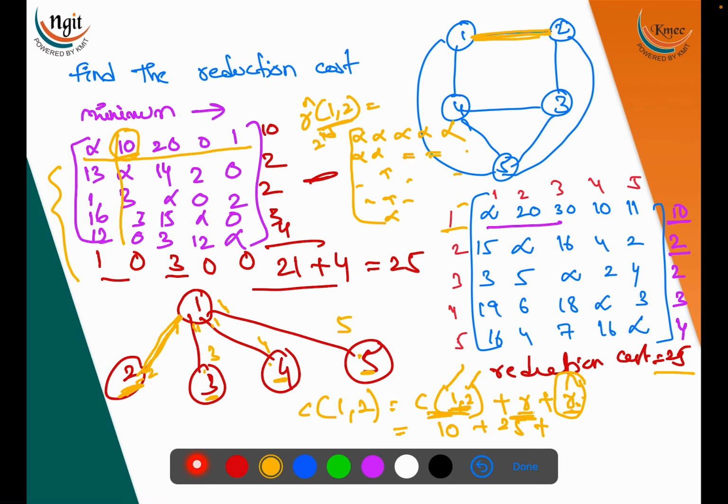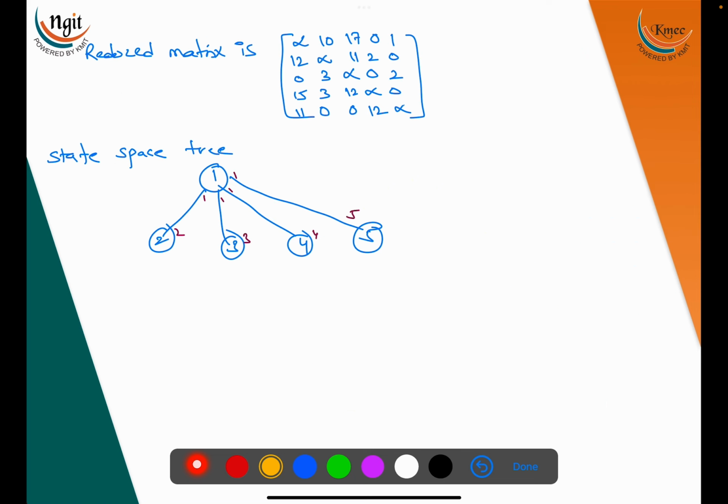After you found this matrix, you have to find out the minimum value again, and the procedure is the same to find out the reduction cost. After you find the minimum value, subtract this value from each element of the row, and after you find column 1, subtract each value with this column 1. So then you'll get one matrix, right? That is the second matrix. So that cost you have to find out, right? Now let's see. After you reduce, this is the matrix, and the state space tree is this one.